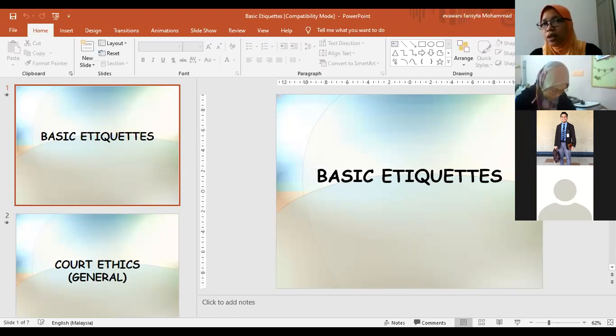You pakai PAS punya emblem. Contohlah eh. Barisan Nasional punya emblem. Okay, whatever party lah you pakai. Itu tak boleh. Okay, itu tak boleh dalam mahkamah. Okay, pakaian di mahkamah session.